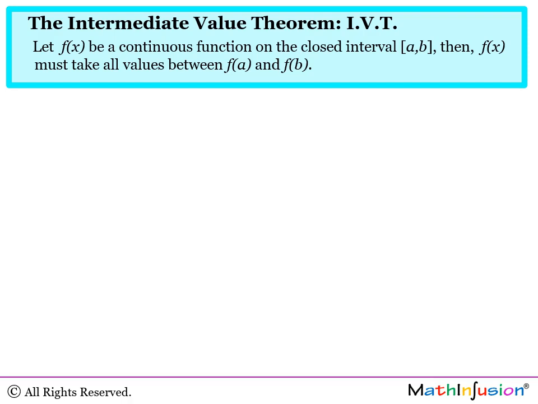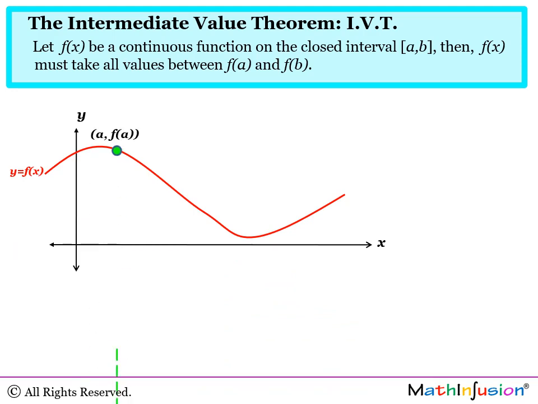The intermediate value theorem, in short IVT. Let f(x) be a continuous function on the closed interval [a, b]. Then f(x) must take all values between f(a) and f(b), which means that at some point we should have crossed the line.